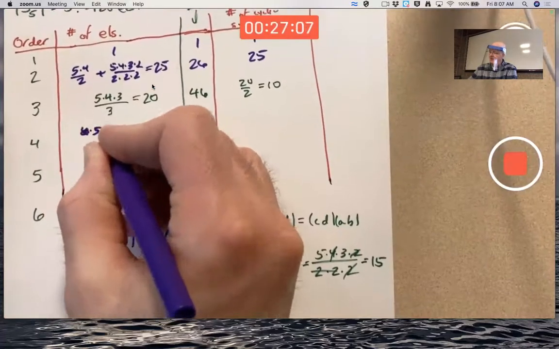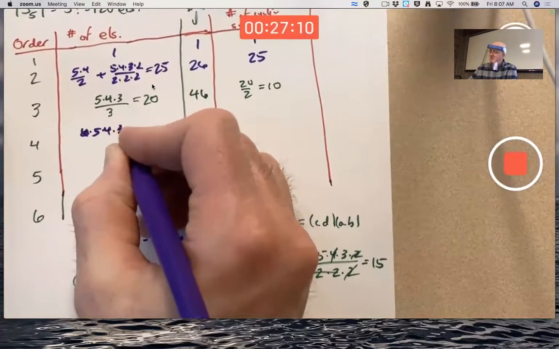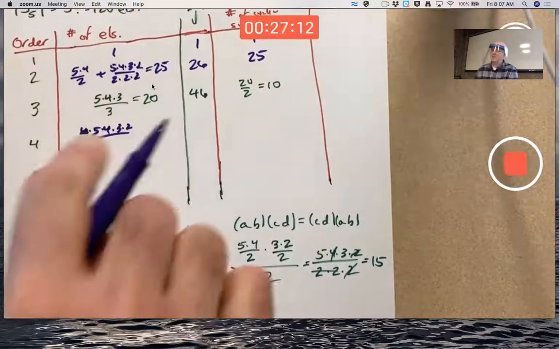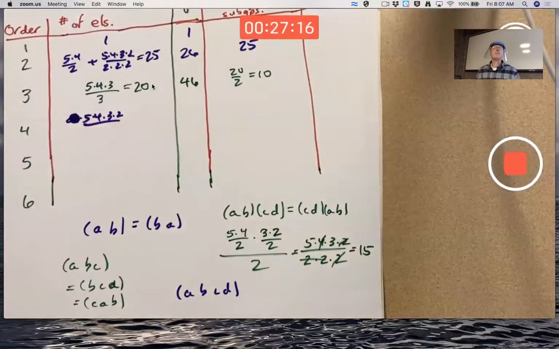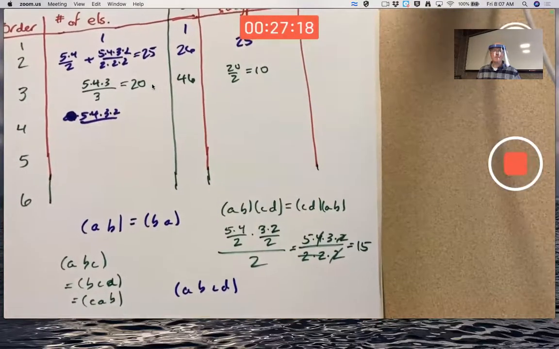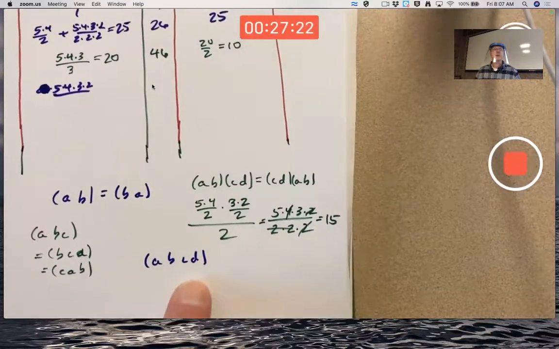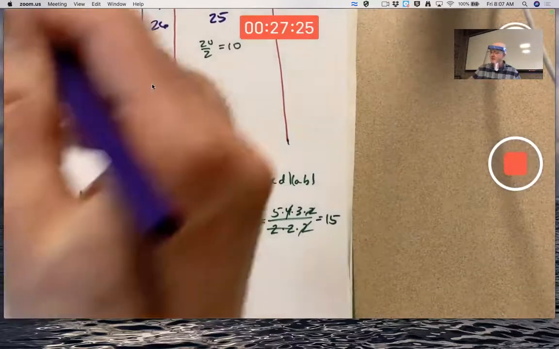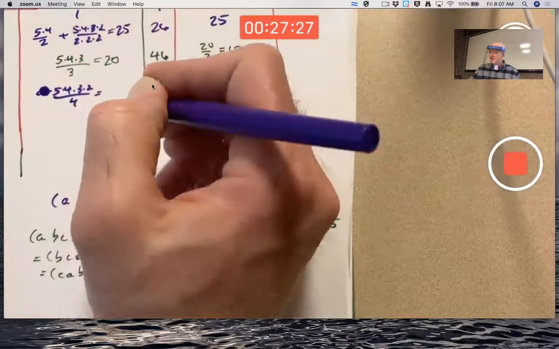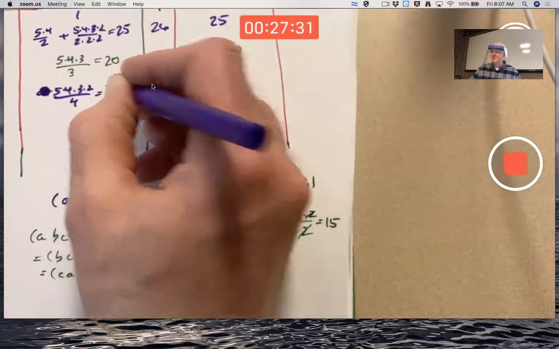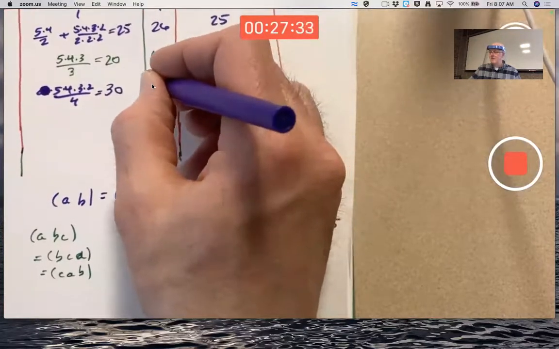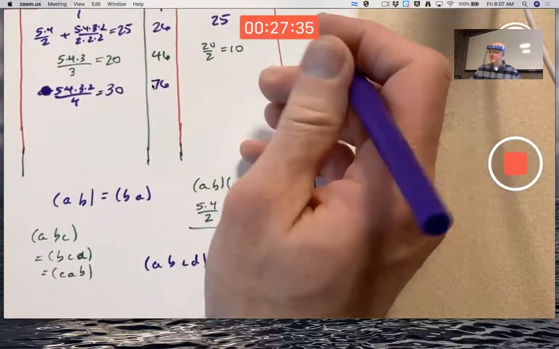5 times 4, oh, they won't have the same number, excuse me, because the numbers on the top of the fraction are going to be different. Divide by what? 4, because there's 4 ways to write that. So that leaves us with 5 times 3 times 2 is 30. Up to 76 elements.